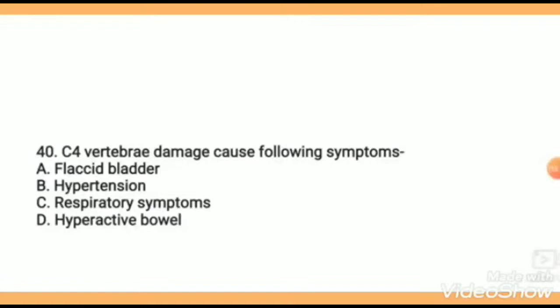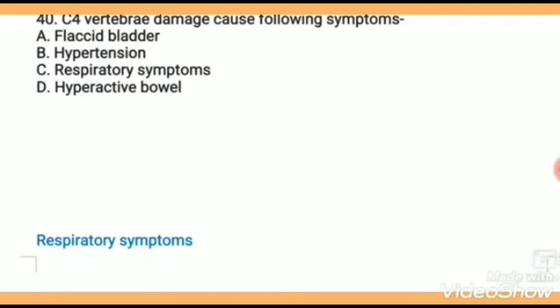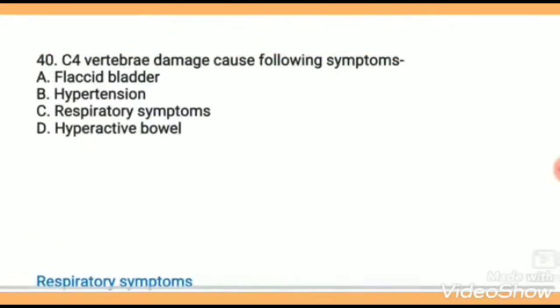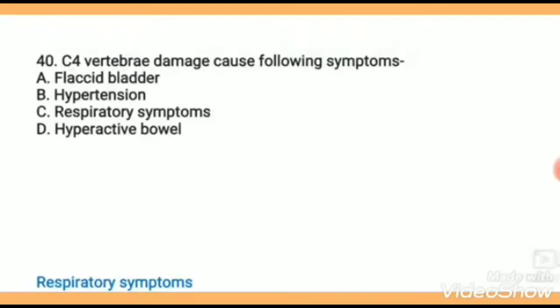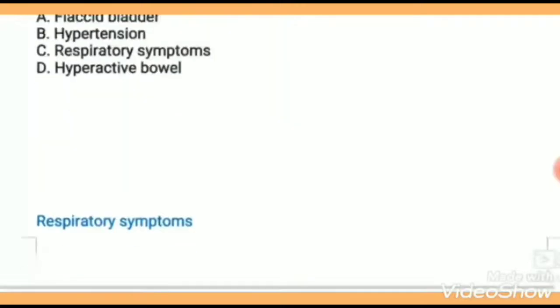C4 vertebrae damage causes which of the following symptoms: flaccid bladder, hypertension, respiratory symptoms, or hyperactive bowel? So, the correct answer: C4 vertebrae damage causes respiratory symptoms, because an injury at C4 or higher will affect the diaphragm, the muscle that moves the lungs for breathing. Next question.